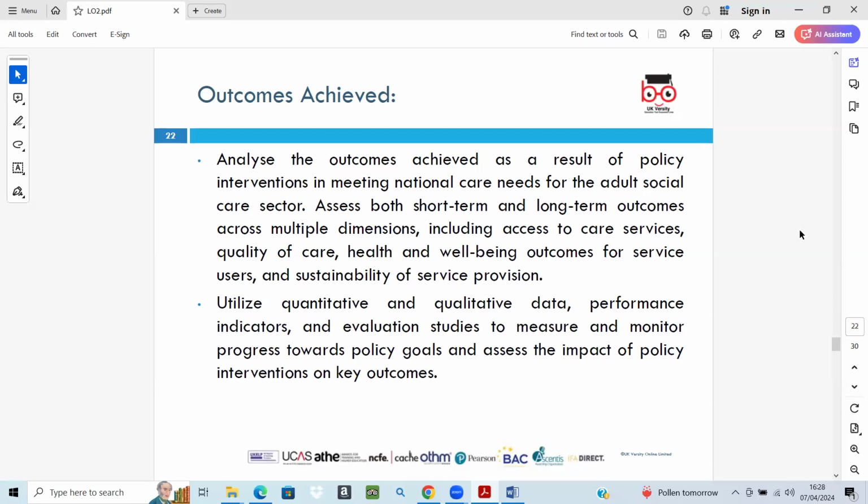Then we utilize evaluation studies to assess the overall impact of policy intervention on the adult social care sector. These studies can provide comprehensive insight into what is working and what is not and why. So these are the important areas for improvement. So based on evaluation findings, we use these insights to inform future policy adjustments and implementation strategies. This is what we do.